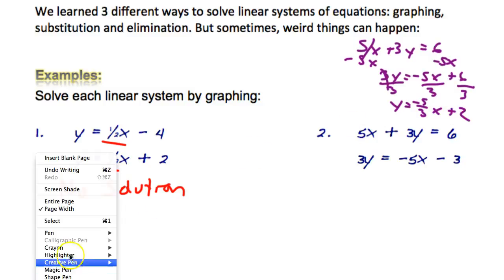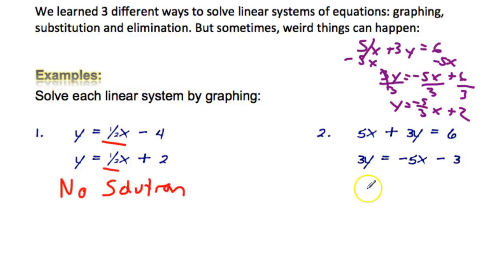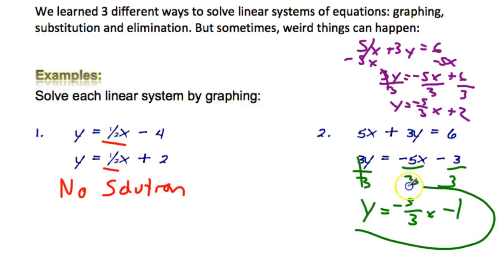Now let me do that bottom one. Alright. 3y equals negative 5x minus 3. I can divide by 3. Y equals negative 5/3 x minus 1. Alright, so I got this equation right there, that equation right there. Let me graph those in Desmos.